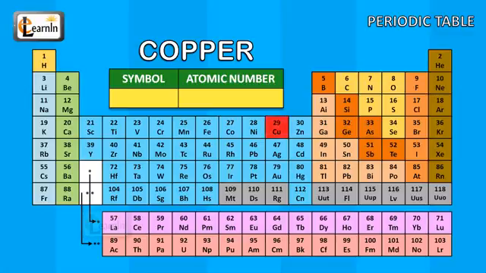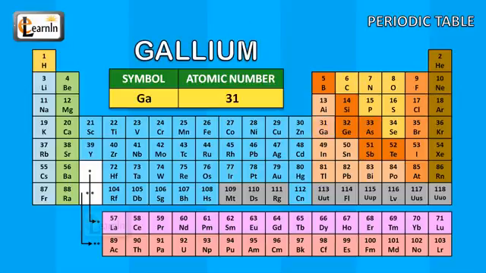The element copper is represented as Cu and has an atomic number of 29. The element zinc is represented by Zn and has an atomic number of 30. The element gallium is represented as Ga and has an atomic number of 31.